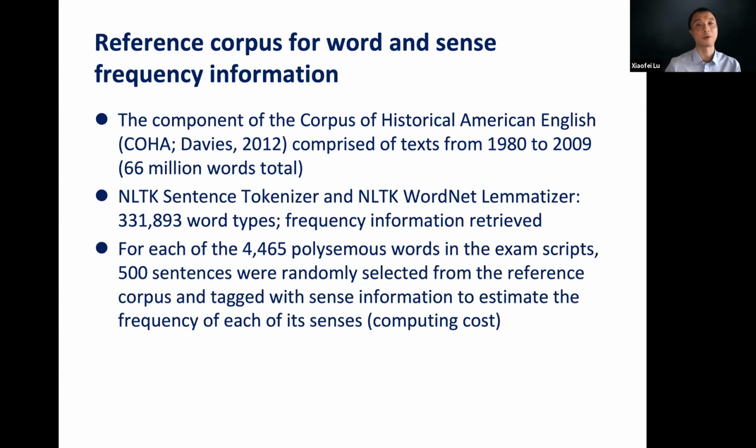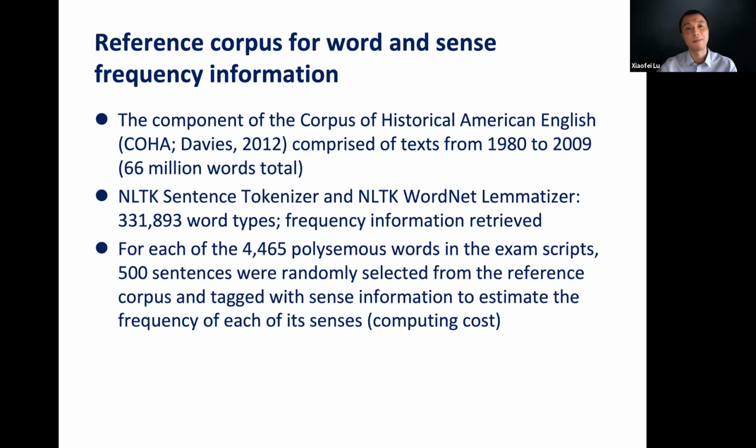In order to determine whether a particular sense is complicated or not, we have to have a reference corpus. For this, we use the component of the Corpus of Historical American English comprised of text from 1980 to 2009, basically the more contemporary portion of that corpus. We had 66 million words total for that component. We could have used a larger corpus, but there were two considerations. Number one, we had to buy the corpora, and we already had this corpus. That's a practical consideration.